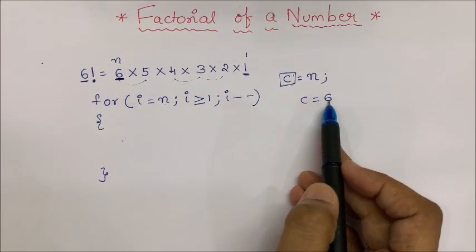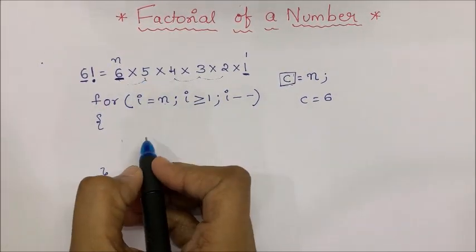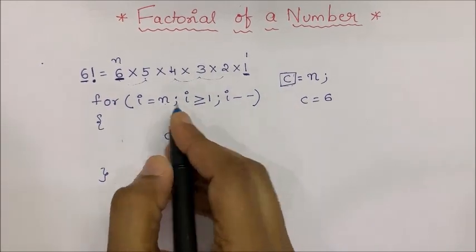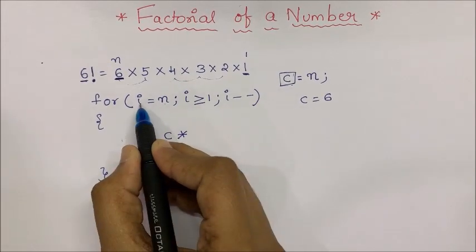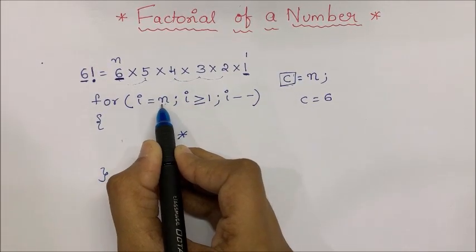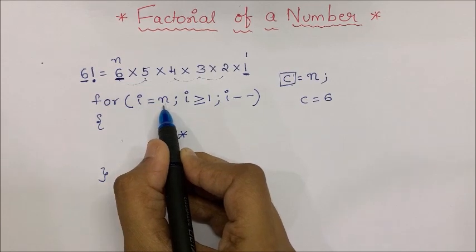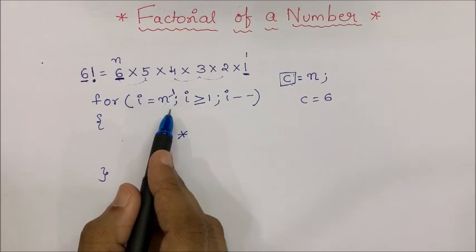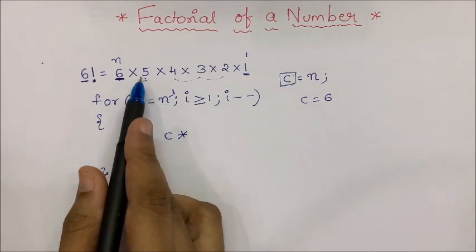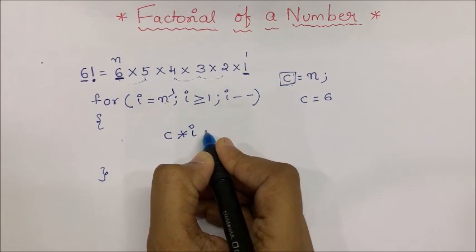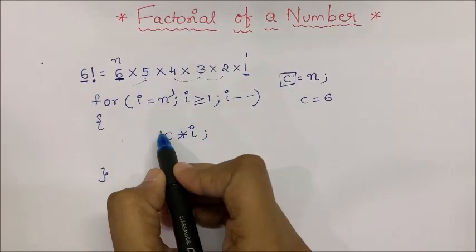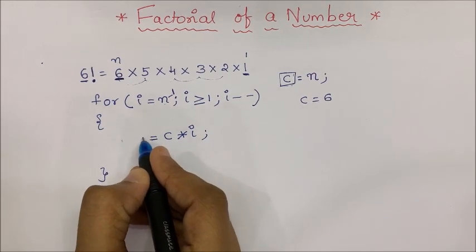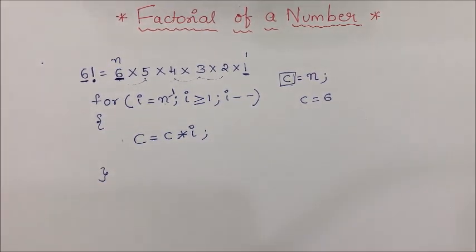This 6 should be multiplied with 5. What is the value of 5 here? It will be I. But here I have initialized the value of I to 6 and not to 5. So here we will write I is equal to n minus 1, and the I value will obviously be 5. So we will multiply the value of 6 with 5, n into n minus 1. That's it. And we will store the final value in C.